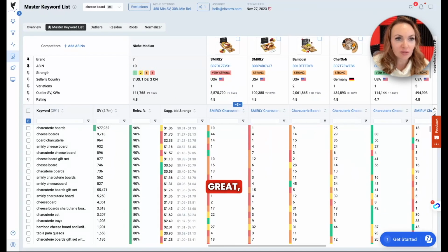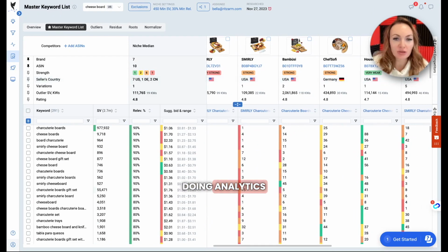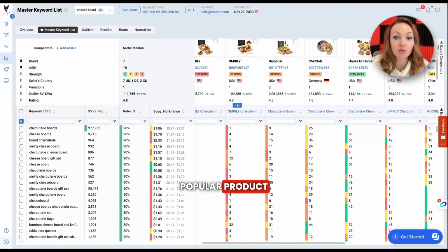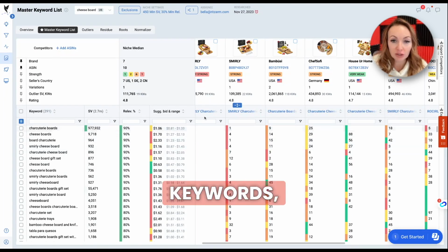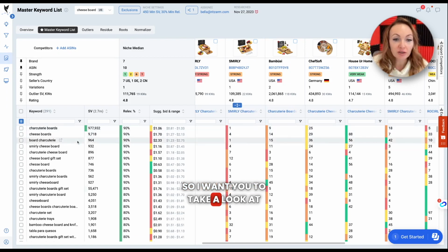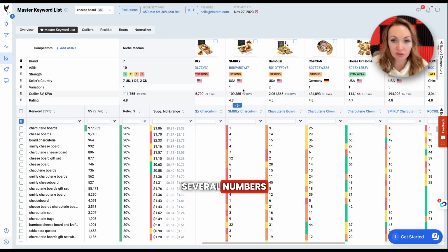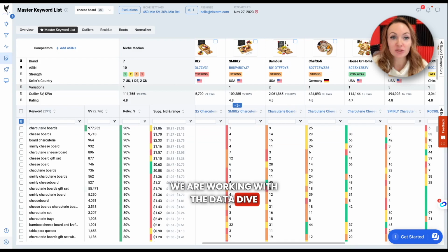Okay, great. So now let's take a look at these numbers. I was doing analytics based on the very popular product, which is cheese board. Some people call it charcuterie board, and we have a lot of other different keywords. So I want you to take a look at several numbers here. We're working with the Data Dive software here.